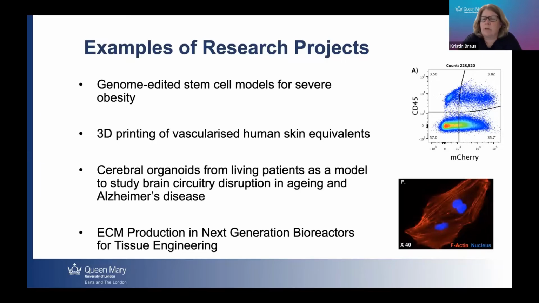And on the right-hand side are some really nice data that our students have generated using flow cytometry and confocal microscopy. So you can see the quality of the data that they produce and the access to really good equipment to generate that data. So a few examples are genome-edited stem cell models for severe obesity, 3D printing of vascularized human skin equivalents, cerebral organoids from living patients as a model to study brain circuitry disruption in aging and Alzheimer's disease. That one sounds really interesting. And ECM production in next generation bioreactors for tissue engineering.